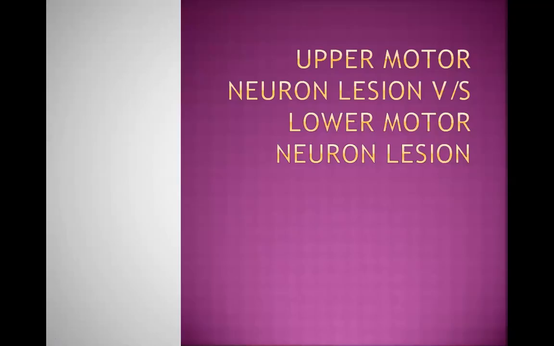Now we have come towards the end. What are the differences between upper motor neuron lesion and lower motor neuron lesion? Now, first of all, what do you mean by upper motor neuron lesion? Lesion means disease or damage. So you already know the definition of upper motor neuron, right? So any lesion or damage or disease of those upper motor neurons is called upper motor neuron lesion, and similarly lower motor neuron lesion.